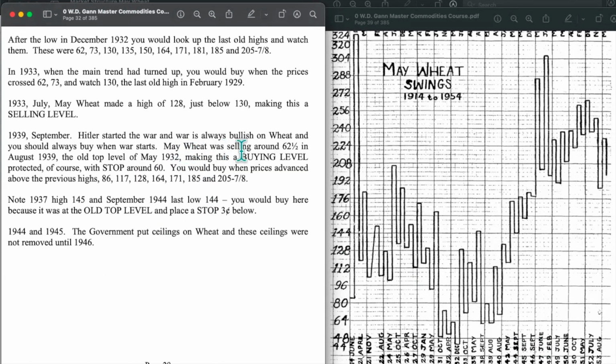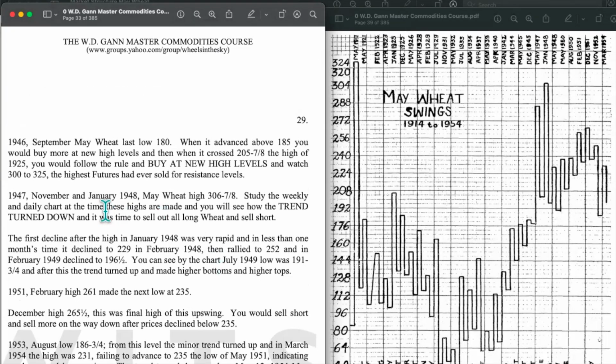So May wheat was selling around 62 and a half in August 1939. So from the 1937 high of 145, the market did drop down to August 1939, where the low was 62 and a half. And from here again, the market did bounce back to around 300 levels. So in January 1948, we got a high of 306 7/8.